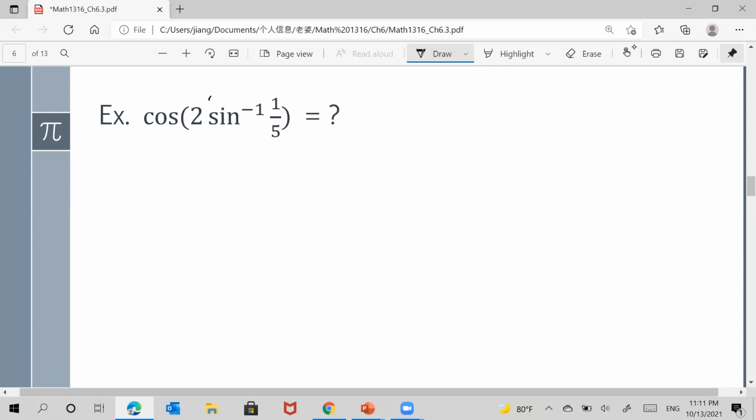Let's assume this part is alpha. So let the inverse sine of 1 over 5 be alpha. That means we are looking for cosine 2 alpha. We have several formulas to express this, so we have 1 minus 2 times sine alpha squared. Why I choose this, I will talk to you later.